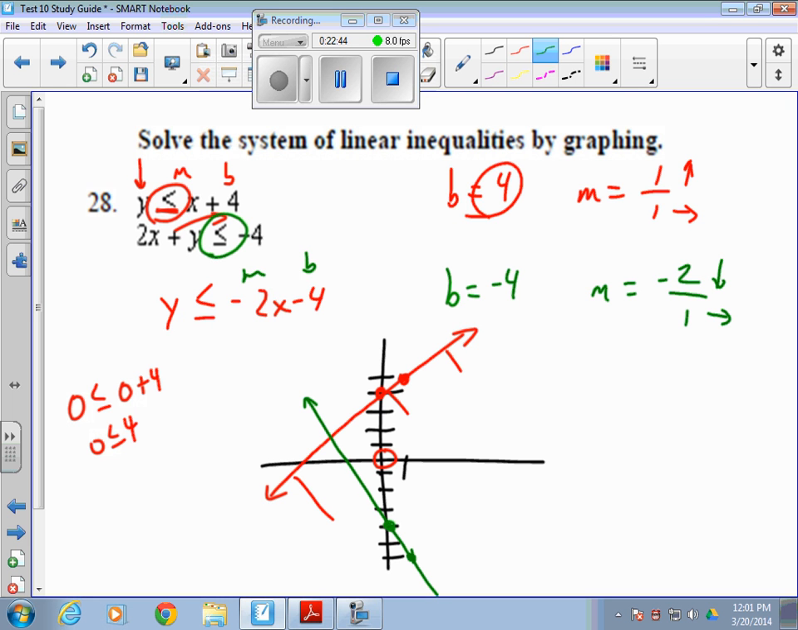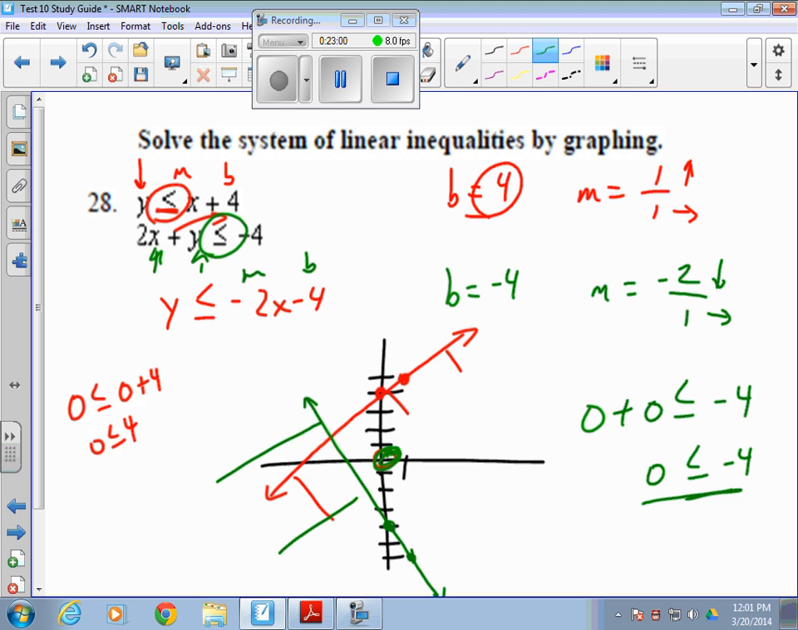And then again, we're going to shade one side or the other. We can use 0, 0 again. 2 times 0 is 0, plus 0 is less than or equal to negative 4. Is 0 less than or equal to negative 4? No, it's not. Therefore, this side's wrong for this one, which means we shade everything in the other direction.